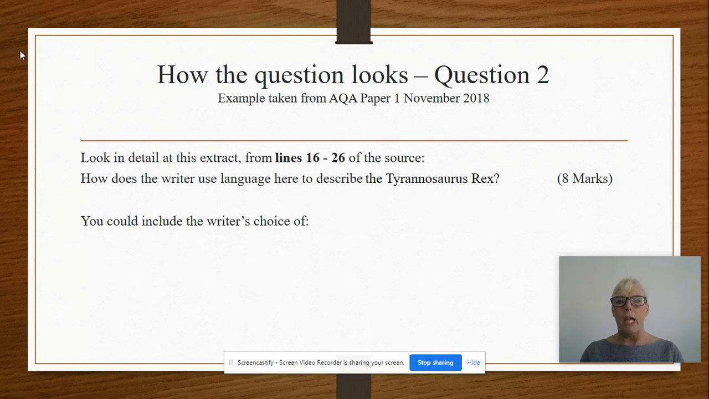How does the writer use language here? It will never change. How does the writer use language is your question 2, and it will never change. But we have a focus to look at. And in this question, it says, how does the writer use language here to describe the Tyrannosaurus Rex? 8 marks for this question. Make sure you know how many marks each question is worth, how much time. 10 minutes, if you remember.